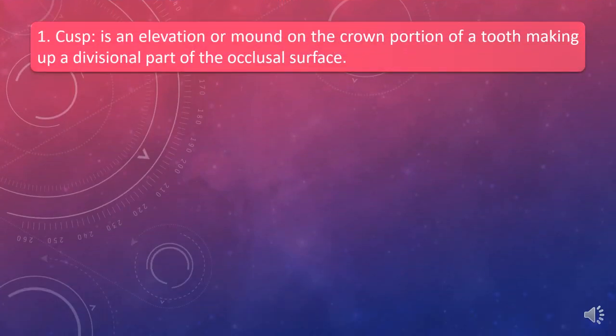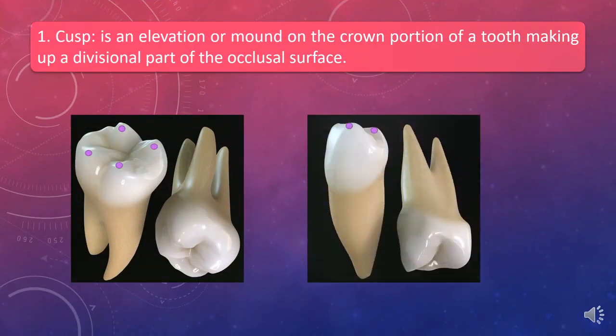We start with the cusp. The cusp is an elevation or mound on the crown portion of a tooth, making up a divisional part of the occlusal surface of the tooth. الكسب هو anatomical landmark خاص بال posterior teeth molars and premolars. هو عبارة عن elevation on the occlusal surface of the tooth، يقسم لنا occlusal surface of the tooth.